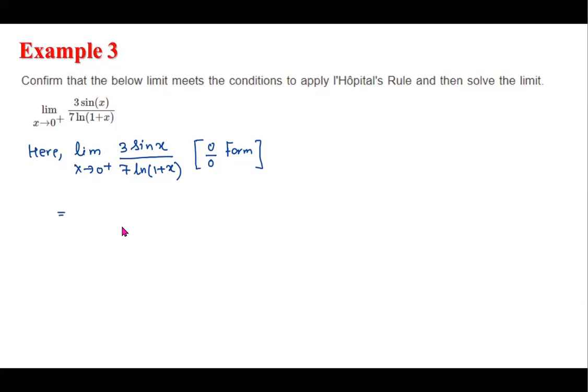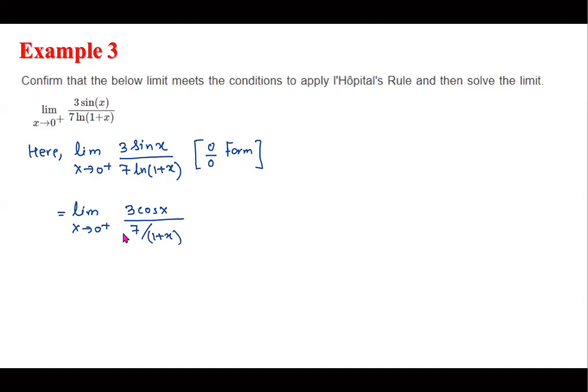So this is equal to the limit as x approaches 0 from the right. Now the derivative of 3 sine x is 3 cosine x. 7 is a constant. And then the derivative of natural log of 1 plus x is 1 over 1 plus x. So that means this is over 1 plus x, 7 over 1 plus x.